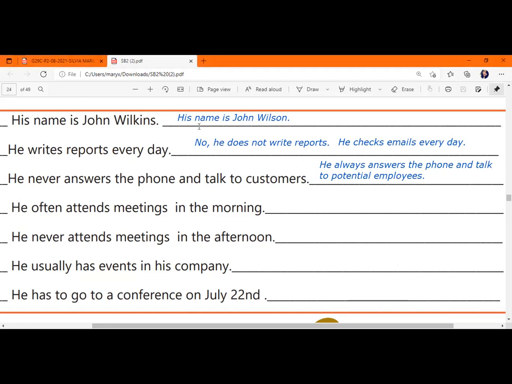Now, let's continue with number four. What do you have in number four, Euseda? He often attends meetings in the morning.